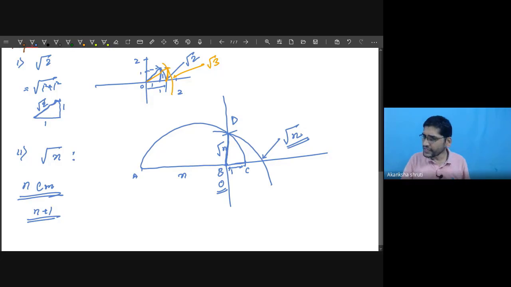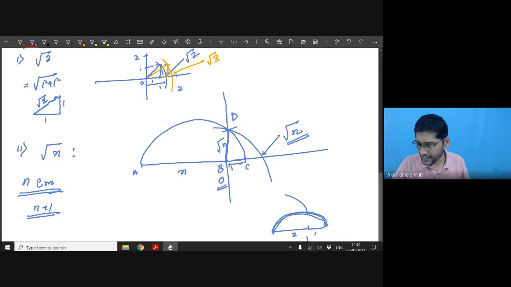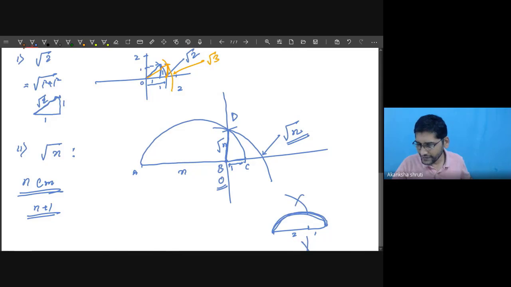So even root 2 can also be drawn by this method. Take this length as 2, increase it by 1, then draw a semicircle. How to draw the semicircle? I hope all the students are getting. First you need to draw the perpendicular bisector on both sides by taking more than half a radius, then joining this. So this becomes the center. Then this much length.